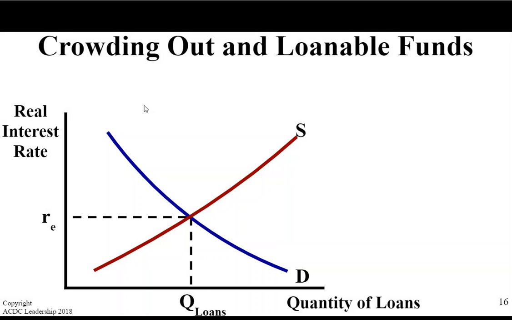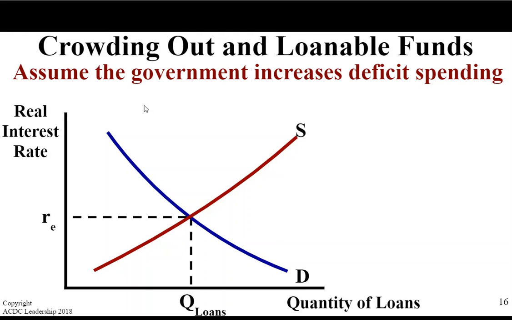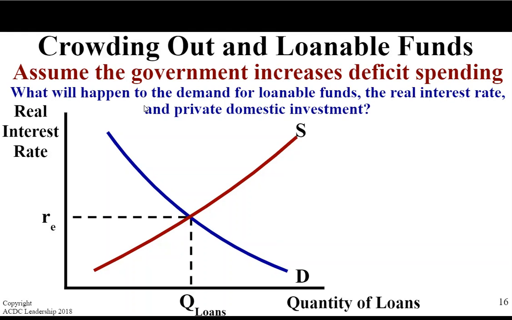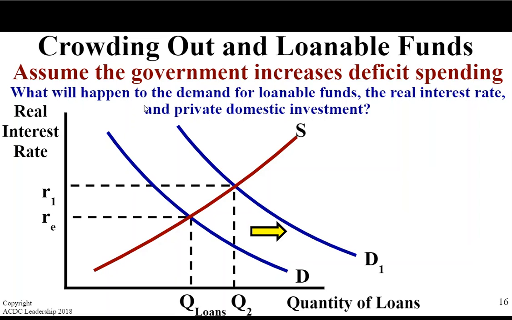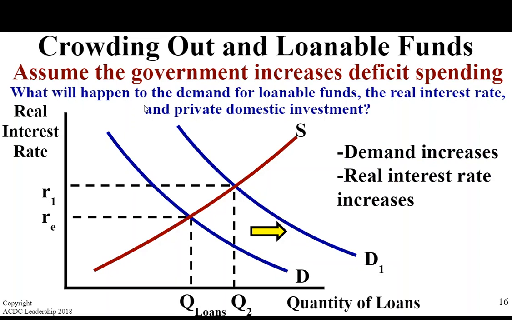So for crowding out, we have to look at the loanable funds market. Here you can see it with the real interest rate. You can see a supply and demand for loans, it's loanable funds. So assume the government increases deficit spending. What will happen to the demand for loanable funds, the real interest rate, and private domestic investment? Well, if they increase deficit spending, they're spending more. It's definitely going to go up as they need more loans for their deficit. So demand for more loans is going to increase. The real interest rate therefore increases.